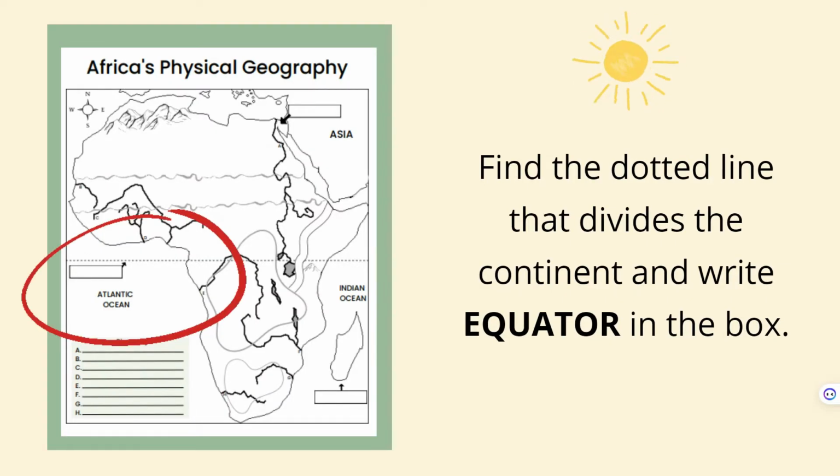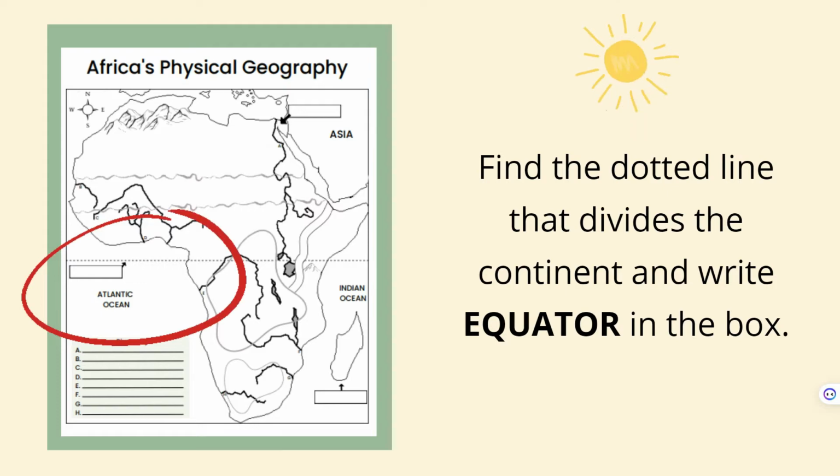We're going to start today by labeling the equator. Find the dotted line on the map that divides the continent of Africa in half. Write equator in the box. You can see it shown here by a red circle.